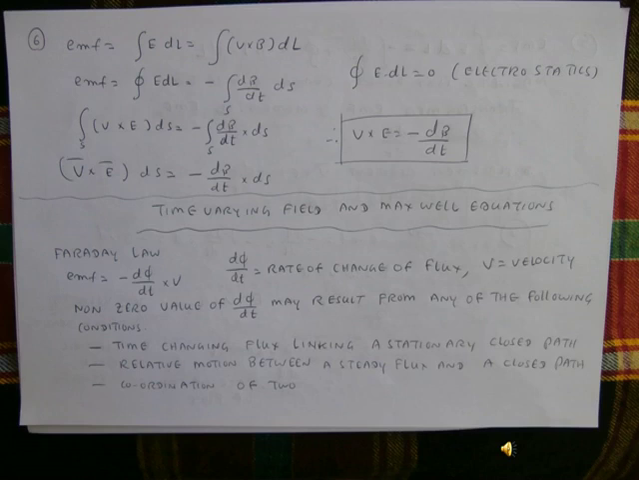For the time varying field and Maxwell equations, we can talk about Faraday's law. Faraday's law is that electromotive force is equal to minus d phi/dt, where d phi/dt is the rate of change of the flux. Also, the non-zero value of d phi/dt may result from any of the following conditions. First, a time changing flux linking a stationary closed loop; in this case, the d phi/dt value may not be zero. Second, relative motion between the steady flux and the closed loop; in this case, d phi/dt will not be zero.